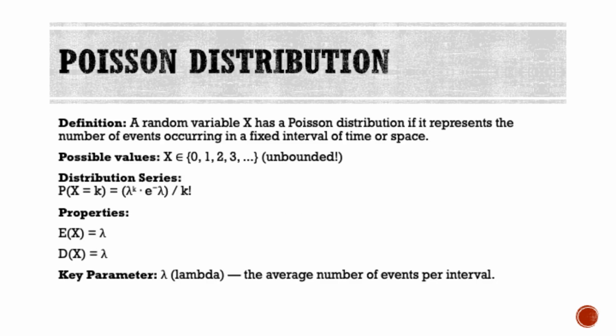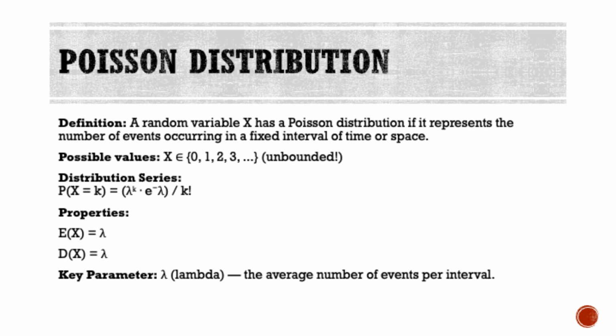The Poisson distribution counts the number of events occurring in a fixed interval of time or space. The possible values are unbounded: 0, 1, 2, and so on. The formula is P(X = k) equals lambda to the k times e to the negative lambda divided by k factorial.